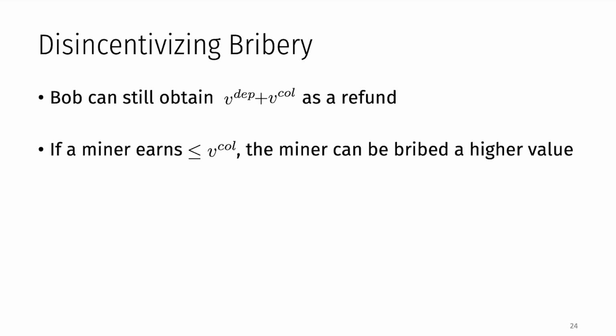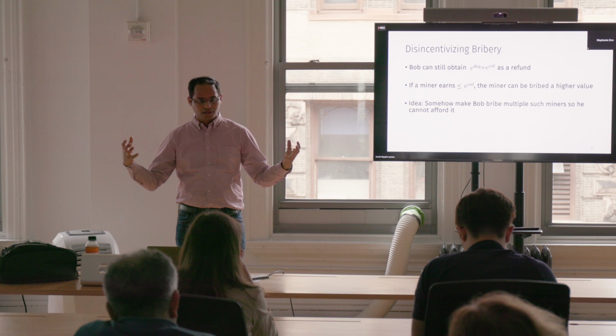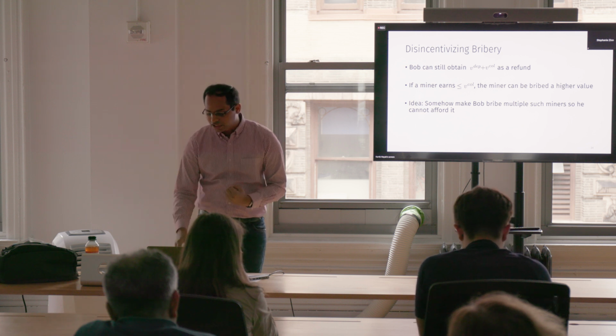So over here, though, we utilize the fact that there does not exist just one miner, but there exist multiple such miners. So if somehow we can enforce that Bob bribes multiple such miners before he can get back his money, then he cannot afford to actually bribe all of these miners. How would this actually happen?